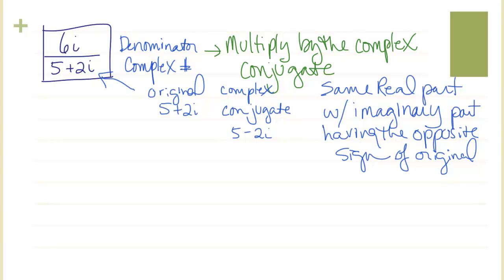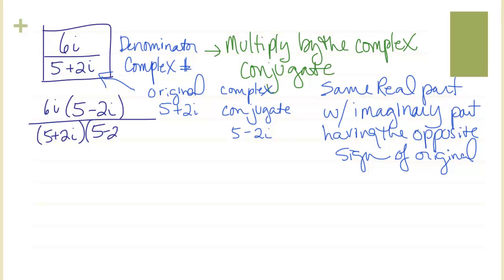So we've got 6i times 5 minus 2i, and then we've got 5 plus 2i times 5 minus 2i. Okay, so I just multiplied the top and bottom by the same thing, so that's just multiplying by 1, that's always allowed. And so on the top I just have to distribute.